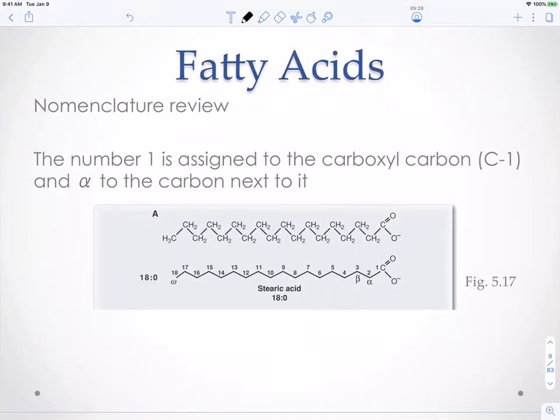So let's just talk a little bit about nomenclature. You can see here we have an 18 carbon with a zero, so that zero indicates no double bonds. So this would be a saturated fatty acid, and this is stearic acid. And you can see that the number one is over here by the carboxyl carbon, and then you sequentially number. And you can also note, and this is going to become important for when we do beta oxidation for orientation, the number two is the alpha carbon and the number three is the beta carbon. And so we have beta oxidation, and that's because the cleavage of the carbons is going to occur in between that beta alpha connection.